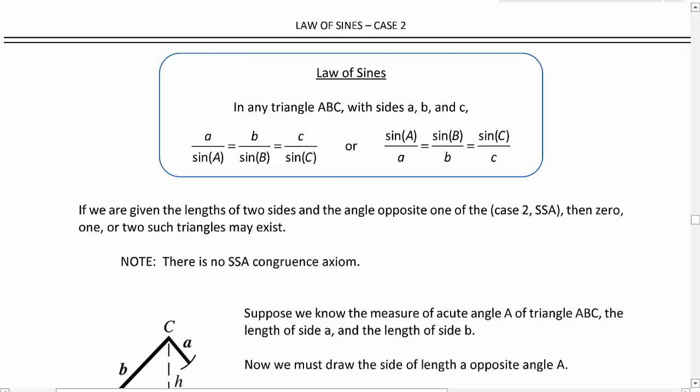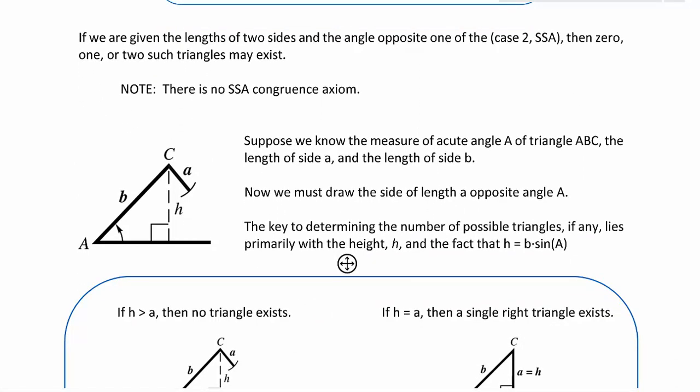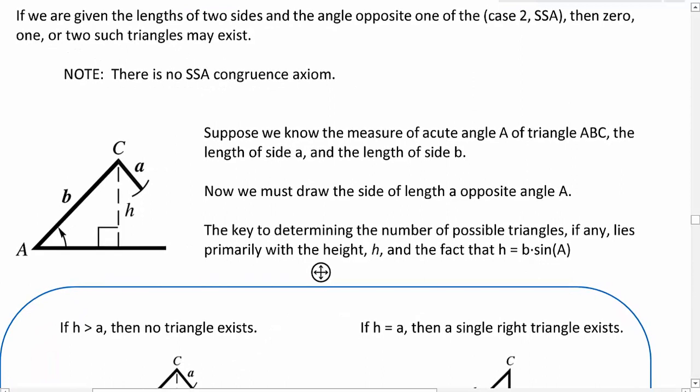Please note that when we discussed the congruence axioms for triangles, there was not one for side-side-angle. So let's talk about why this might occur, the 0, 1, or 2 triangles. Suppose we know the measure of an acute angle A of a triangle and the length of side a and side b. So that's our case 2 given: an angle and then sides, and the angle's not in between the two sides.